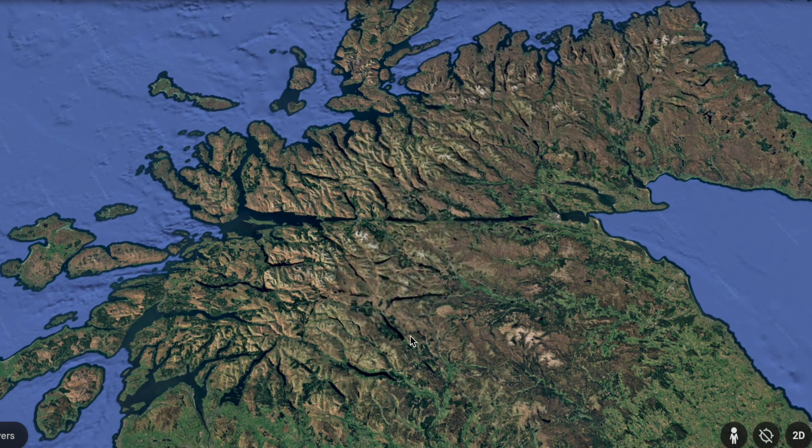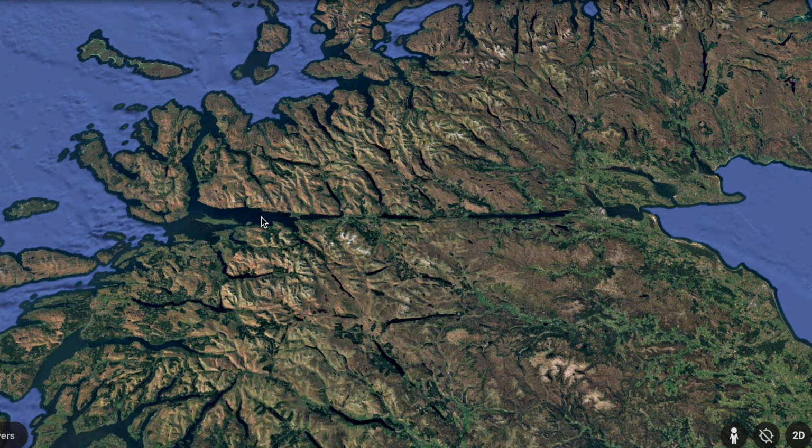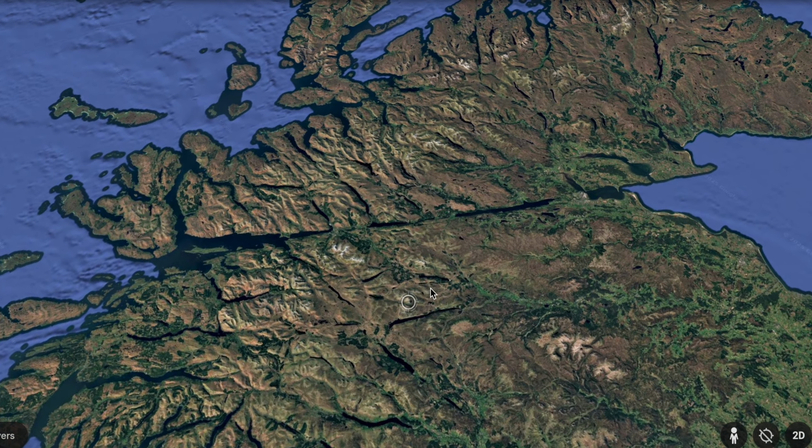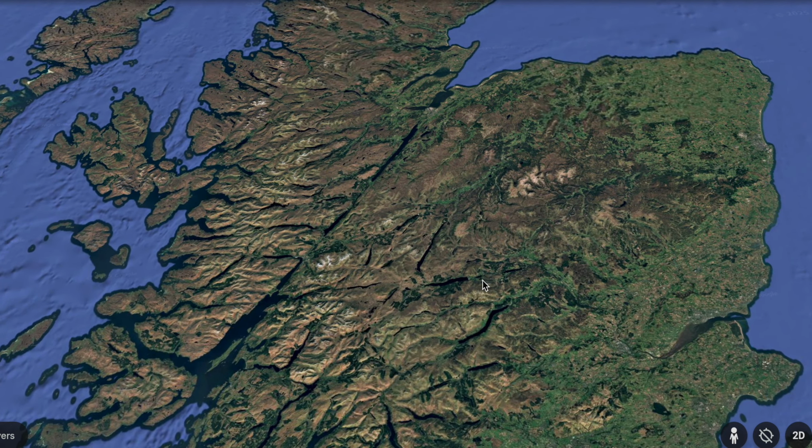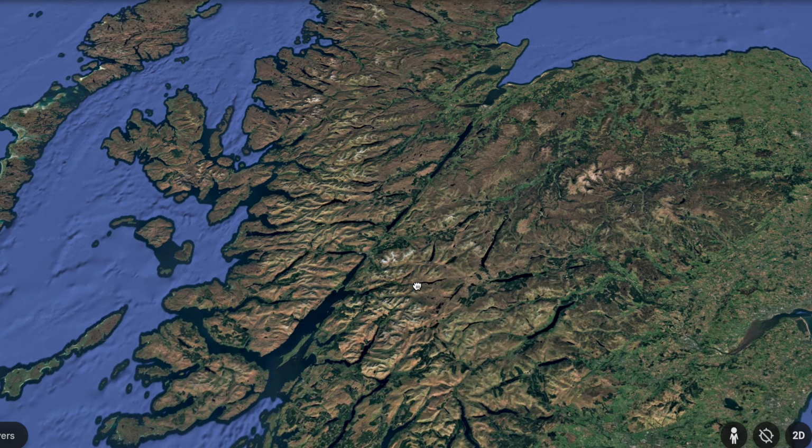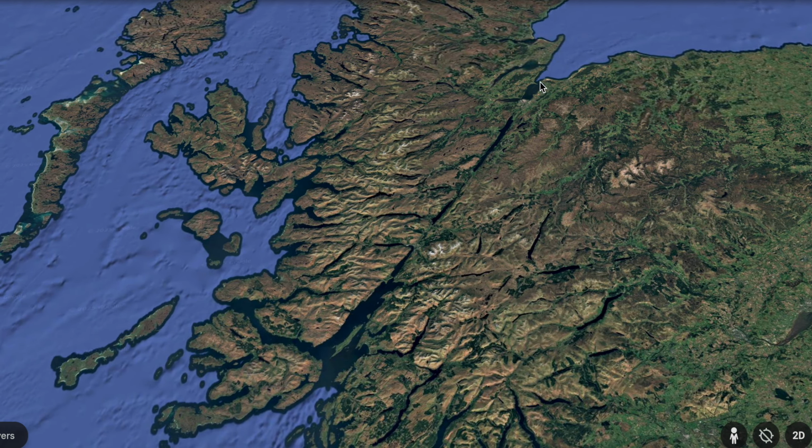The Great Glen of Scotland. We find a perfectly straight canyon cutting right across Scotland. Now, there's a few theories of origin, the main one being that this is the Great Glen Fault.